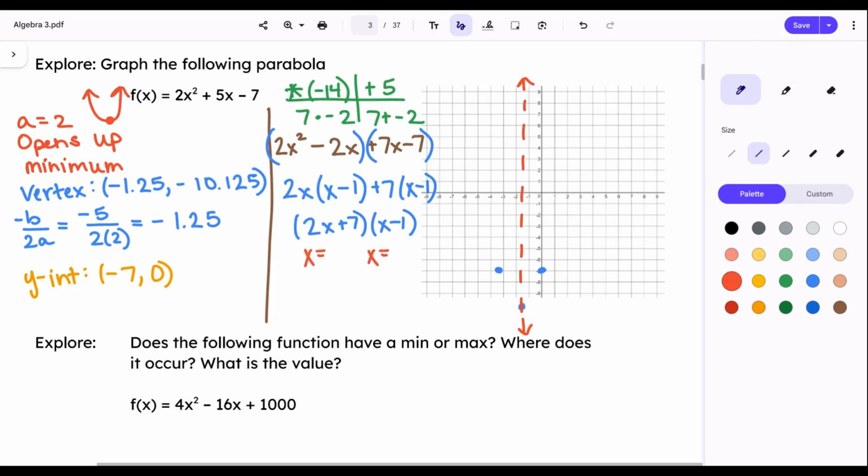The x minus 1 is easiest, because if you set that equal to 0, what do you get? 1. So there's one of them, 1, 0. What would the other one be? Negative 7 over 2. Yes, and what would that be as a decimal? Negative 3.5, comma 0. Those would be your x-intercepts. Okay, so now I'm going to graph those final 2 points. So I've got 1, 0, and negative 3.5, 0. And then I should be able to graph.